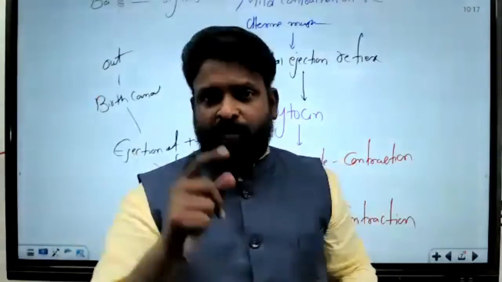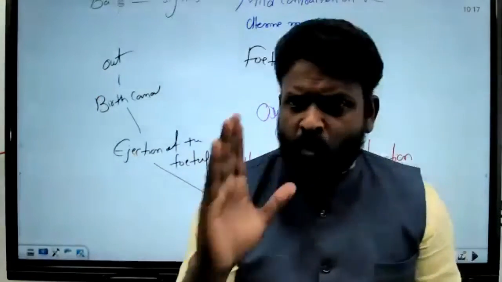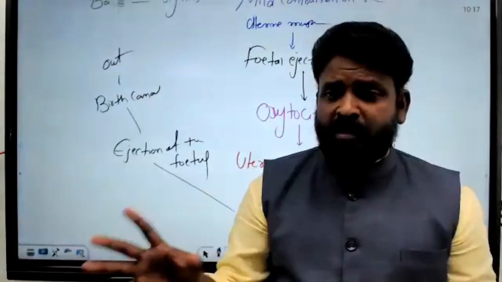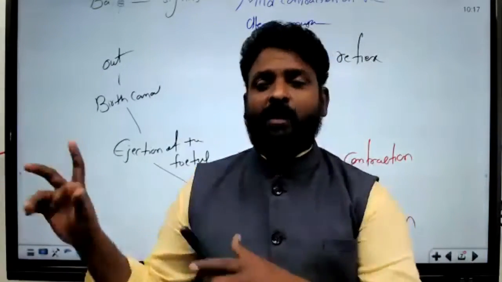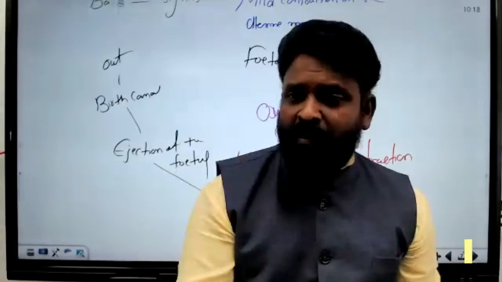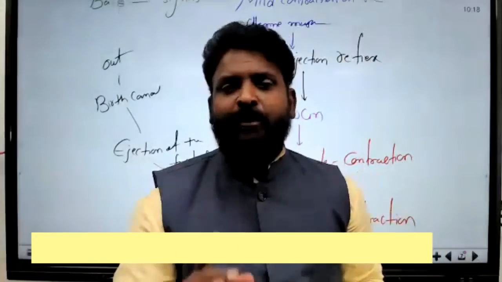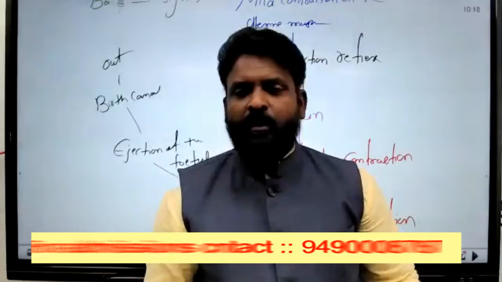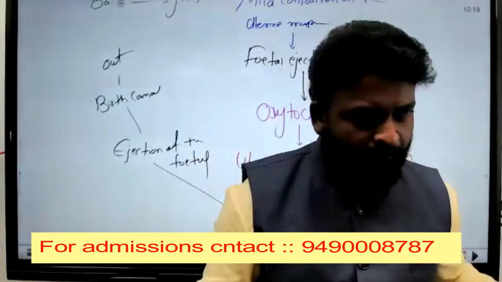You have an idea about oxytocin. That causes strong contraction of the uterus. This uterine contraction releases more oxytocin, causing more contraction. That contraction will continue until the baby is expelled, meaning delivery of the fetus through the birth canal. Got it? So this is about parturition, right?